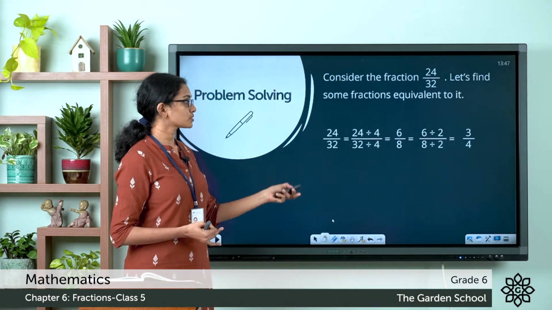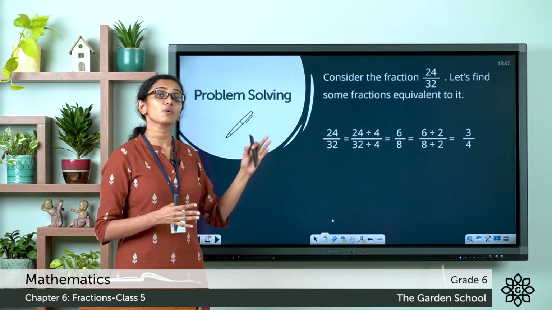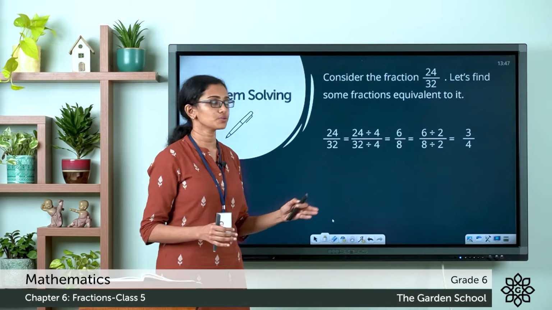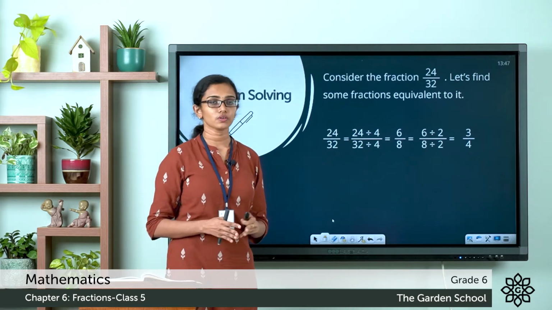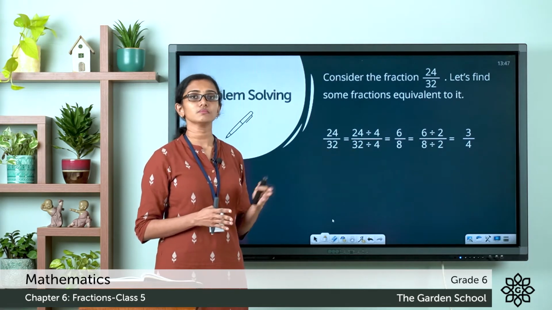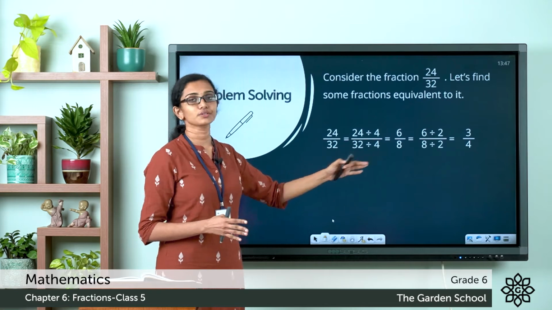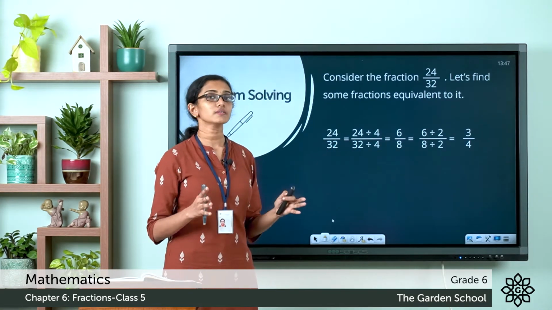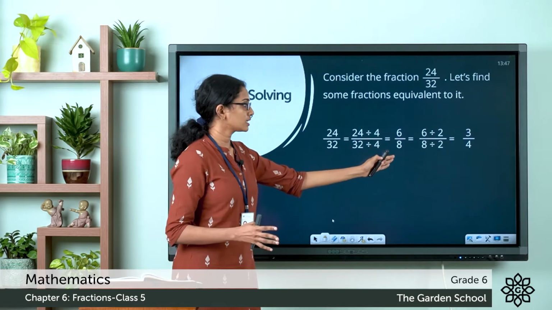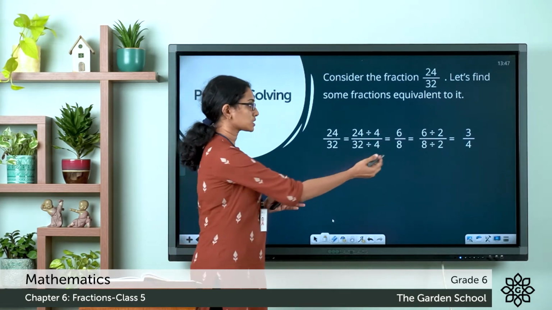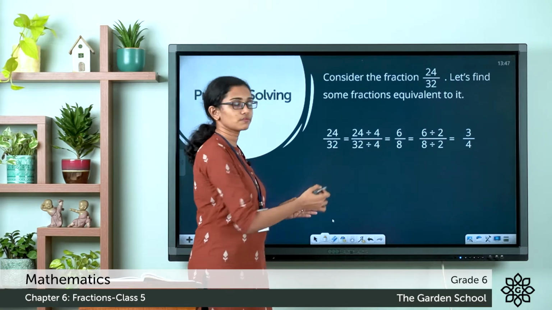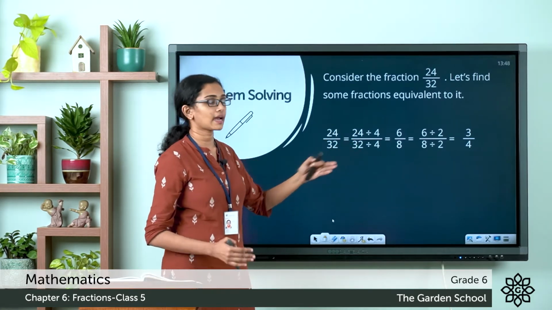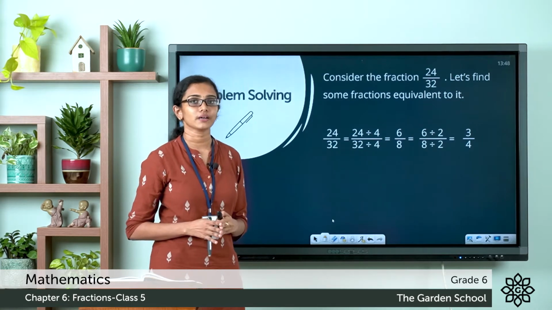So first I am going to divide this 24 and 32, both the numerator and denominator, by the factor 4. So that becomes equal to 24 divided by 4 by 32 divided by 4, which gives me 6 by 8. So now the numerator is 6 and denominator is 8. Now this 6 by 8 is an equivalent fraction of 24 by 32, which we got by dividing both the numerator and the denominator by the same factor.